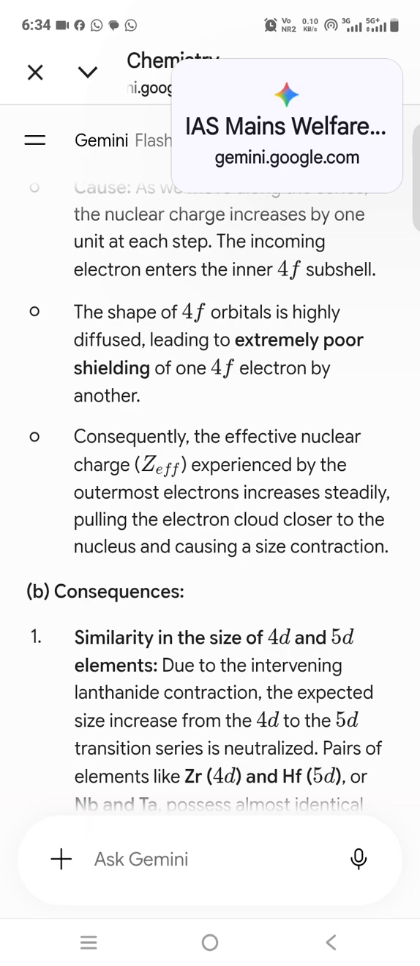3. Magnetic and spectral properties. Question 3. Explain why the electronic absorption spectra of lanthanide complexes consist of very sharp, line-like bands, whereas d-block transition metal complexes exhibit broad bands. Model answer. The stark difference in the absorption profiles of f-block and d-block complexes is rooted in the spatial orientation of their valence orbitals. Feature. Lanthanide ions, f-block. Transition metal ions, d-block. Orbital shielding.